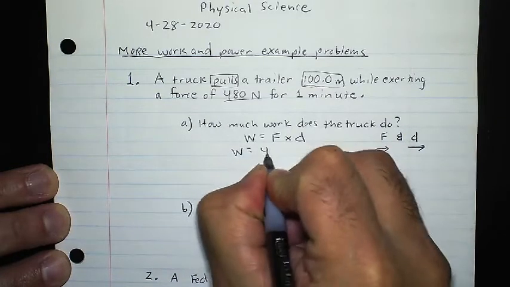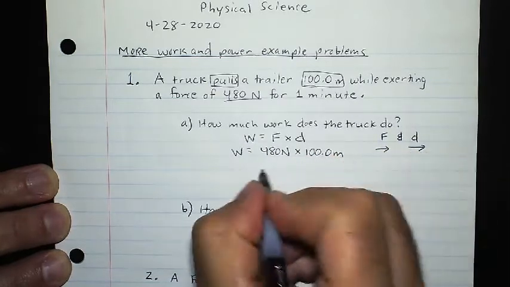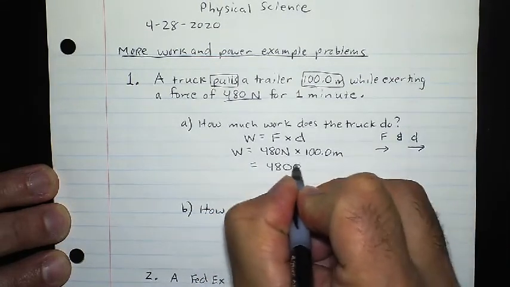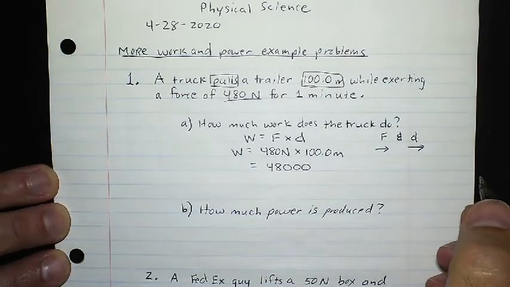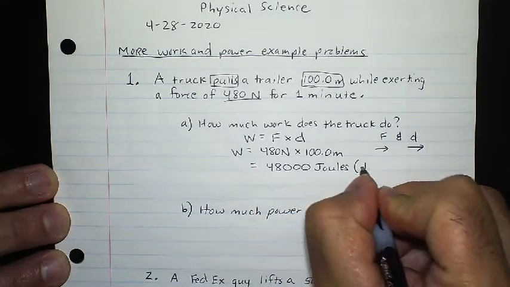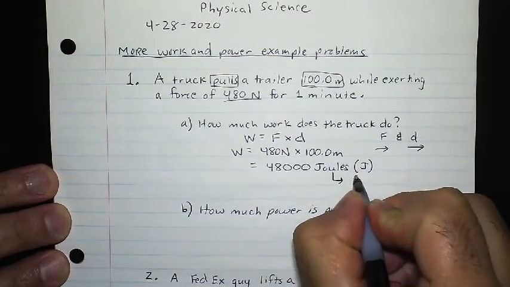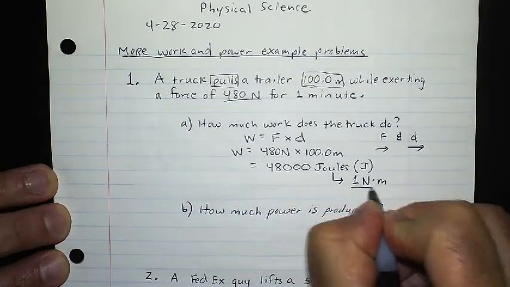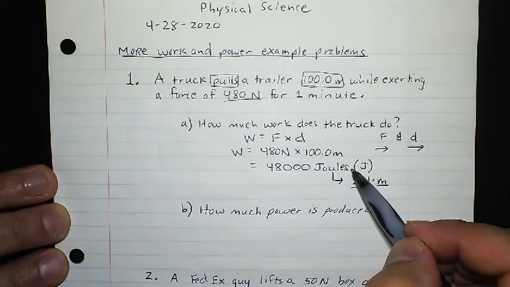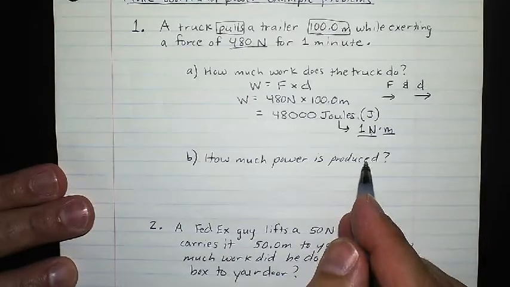So work equals 480 newtons times 100 meters. And when we multiply that out, we get 48,000. That's 48,000. And the units for work are joules, with a J. But remember that a joule is synonymous with 1 Newton times 1 meter. So it's important that the force and the distance are in those units in order for this unit to be joules.